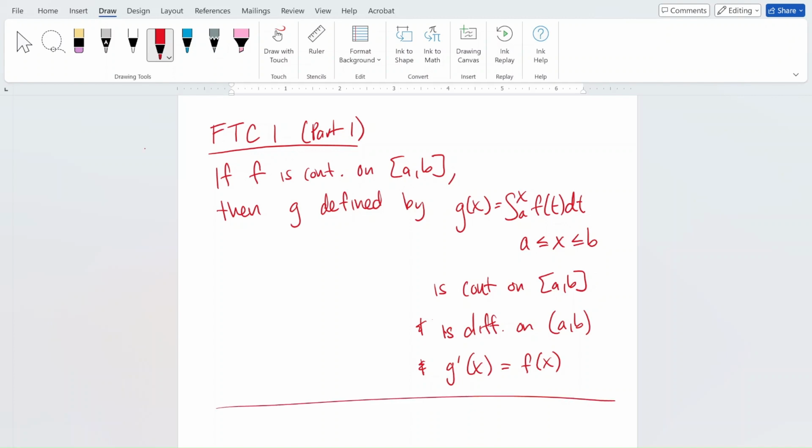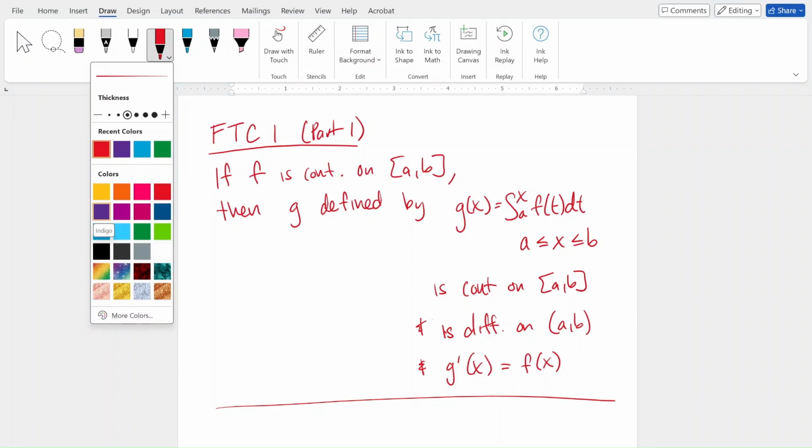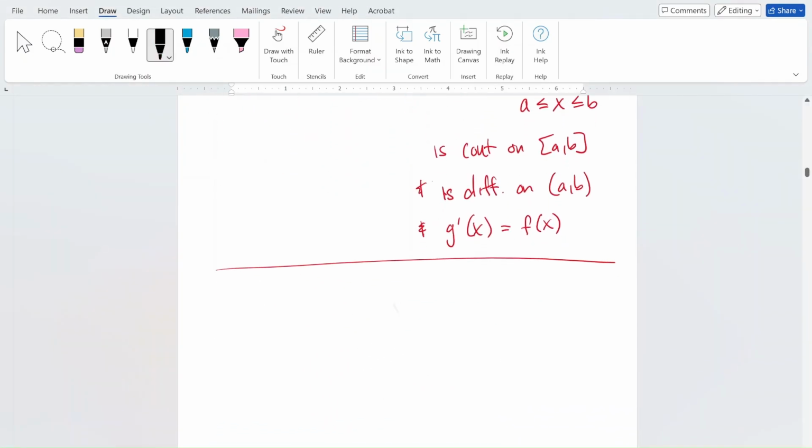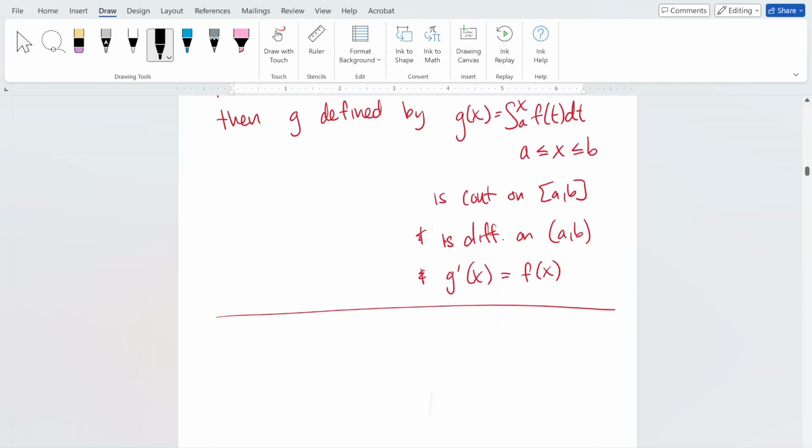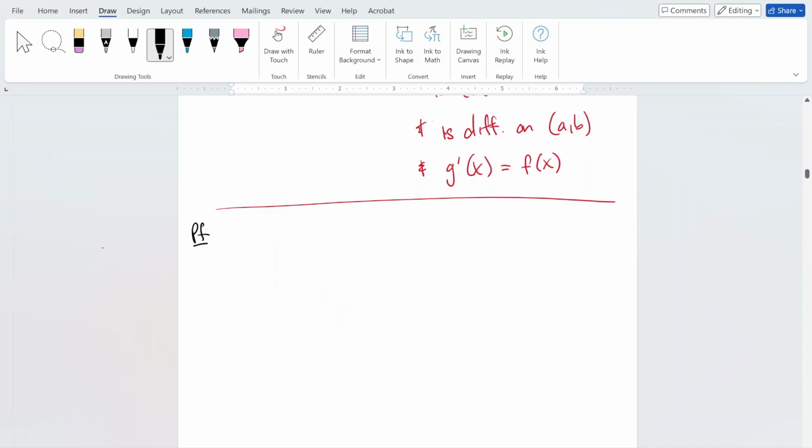Okay, so now we want to prove this. In order to prove this, we start off with g defined as the integral from a to x of f of t dt, and then we need to show that it is continuous, that it's differentiable, and that the derivative of g is precisely f. So let's start off with the fact that x and x plus h are in your interval from a to b. You can imagine, if you want a small sketch, here's a and b, and x is here, and then x plus h is within there.